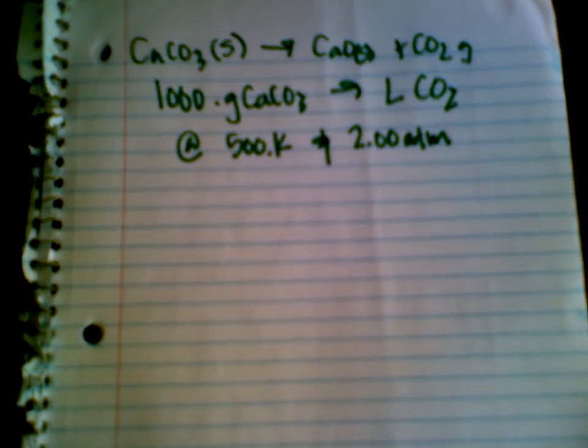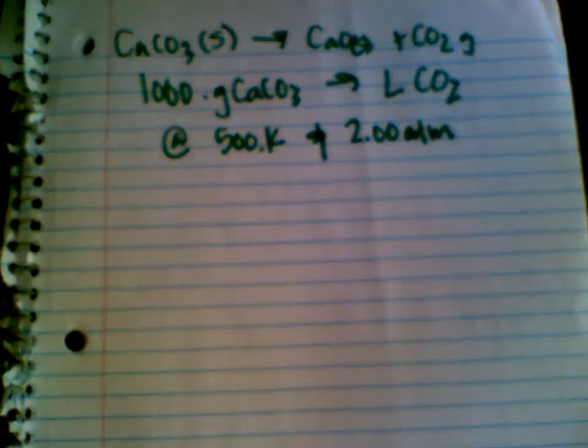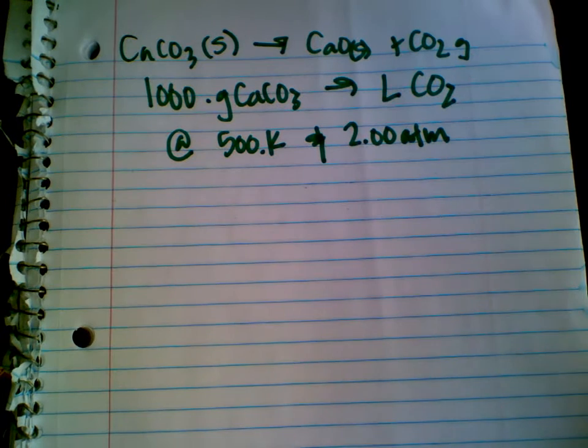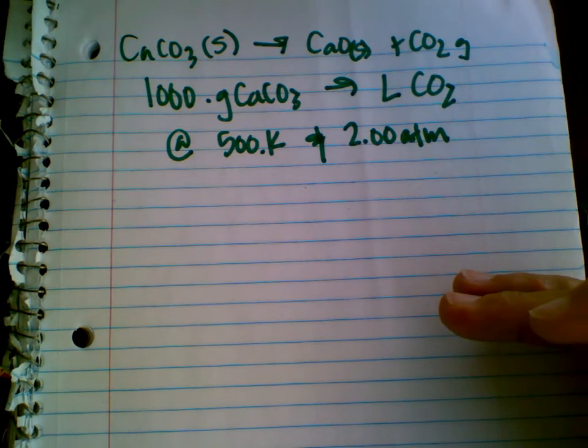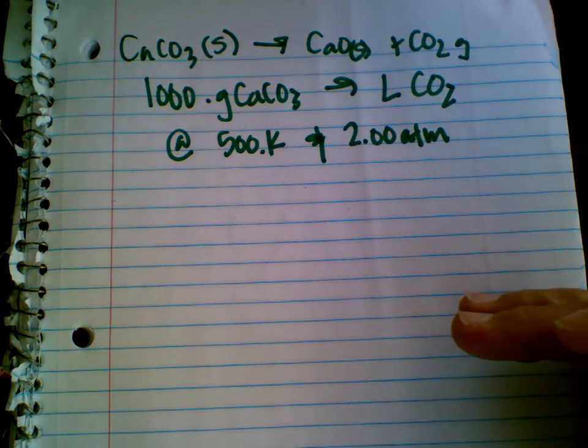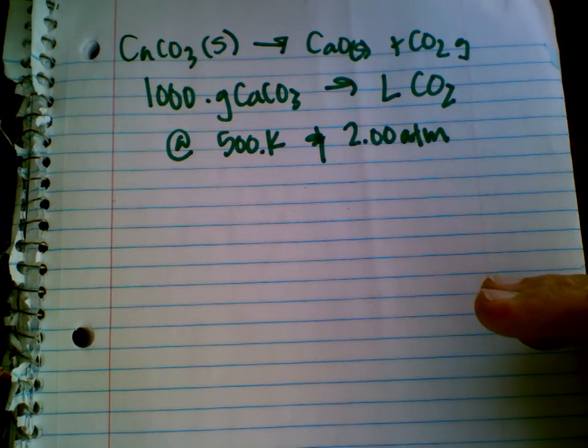All right, for the last thing we're going to look at is when we have a gas not at STP. When you have a gas not at STP, you can't just use that 22.4. You actually have to use PV equals nRT once you get to moles. So it's the same three steps, just on the third step here, when we're going from moles to liters, instead of using a conversion factor, we're going to use PV equals nRT.